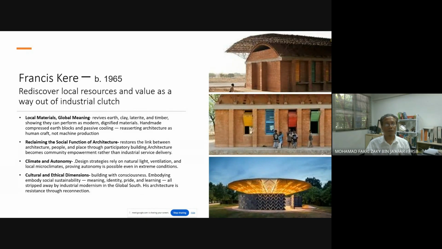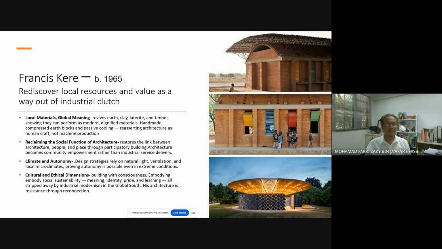And also he realized the social function of architecture. It restores the link between architecture, people, and place through participatory building. So the school, the above is the school that he built in one of the villages. So it was built by the villagers themselves. Okay, so they have this sense of belonging. They have this sense of responsibility over the education of the community as a whole.